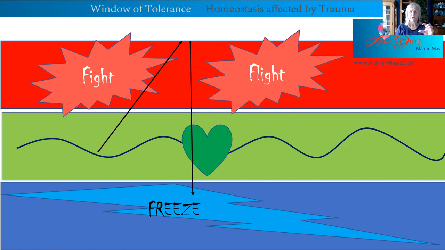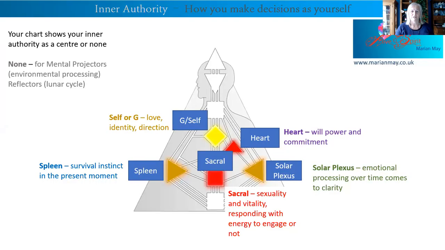So what we're looking for with healing trauma is to be able to reconnect in this homeostasis level, to bring ourselves back out of fight, flight, or back up out of freeze, so that the body can come back to homeostasis. Now, because we're not all the same, this map is really too simplistic. So what I use a human design chart for, as you can see one here, is to really help somebody get back into their own inner authority.